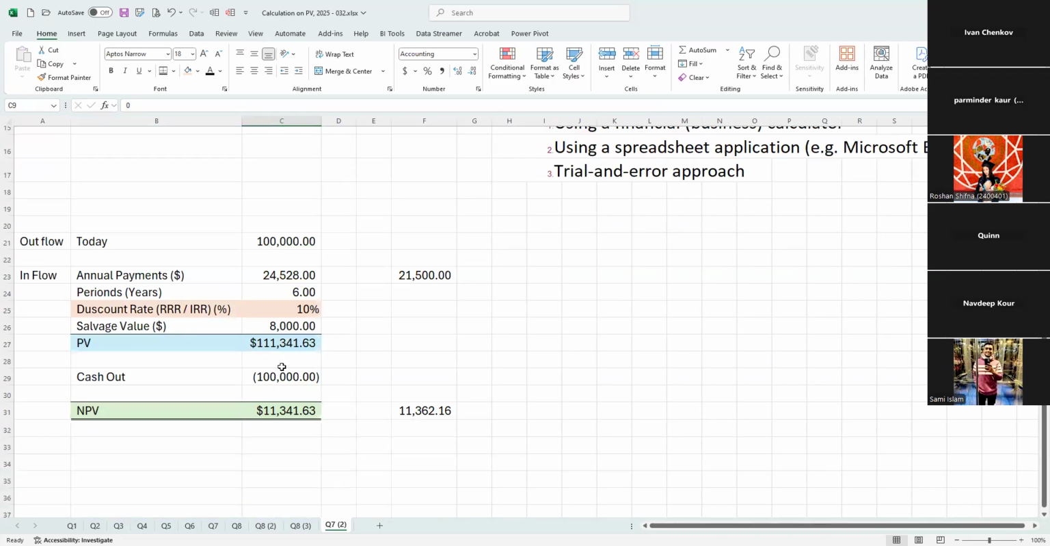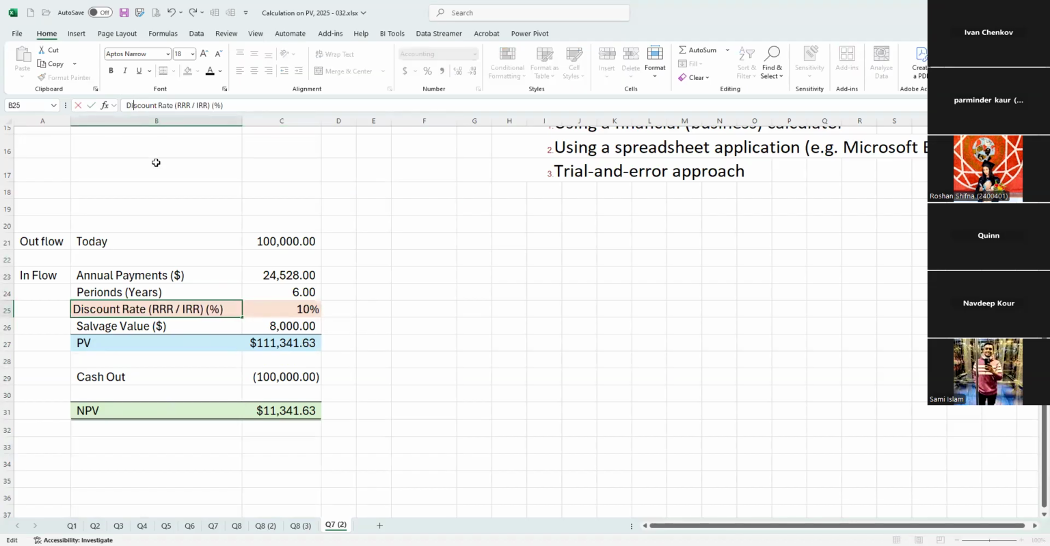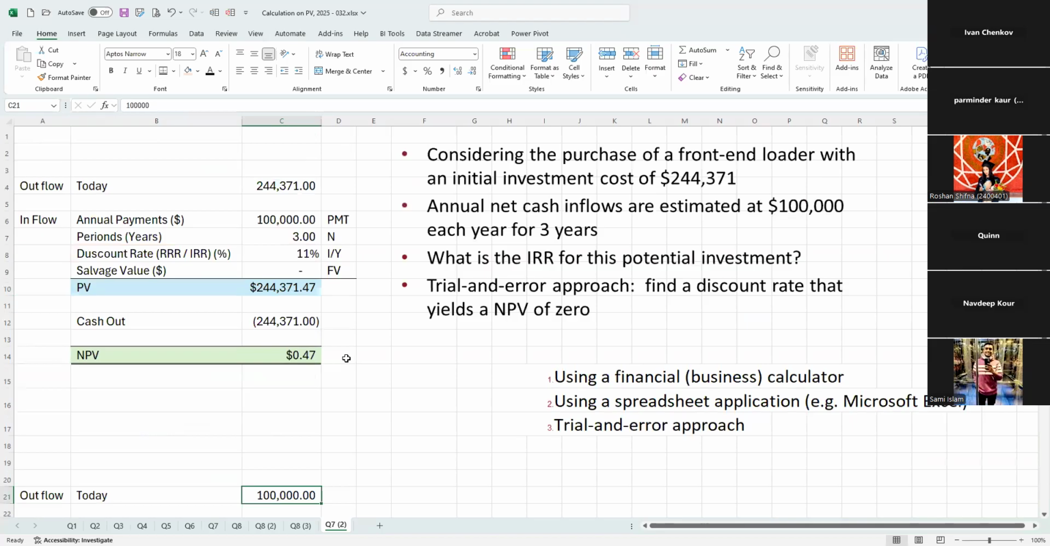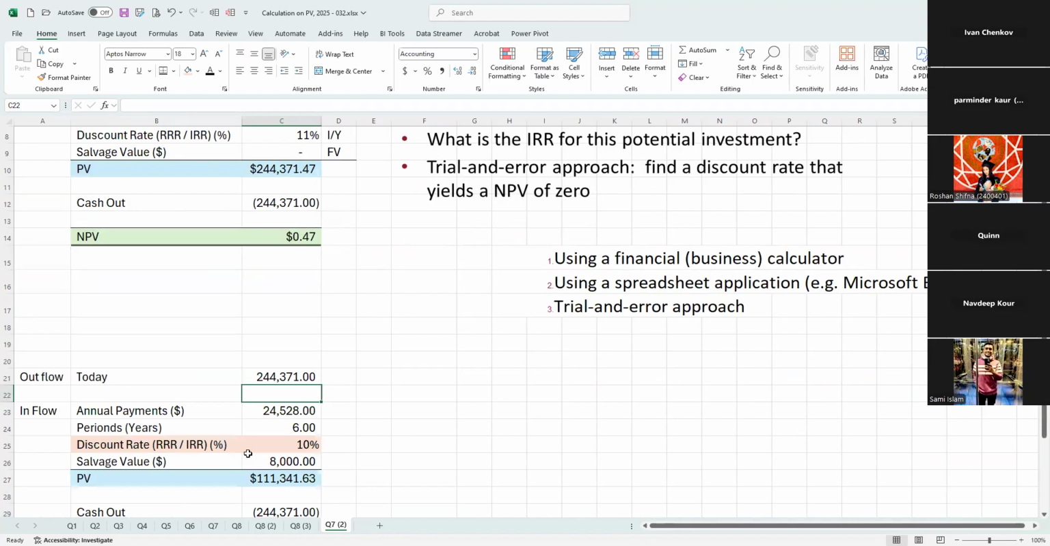Excel. So what we're going to do here, we're going to have the same thing. I'm going to get rid of this. Again, we're chasing the discount rate, or internal rate of return in this case. So we have the initial investment, which is 244,371. We got the annual cash, which is coming $100,000, and over 3 years. So what we don't know here is the discount rate.